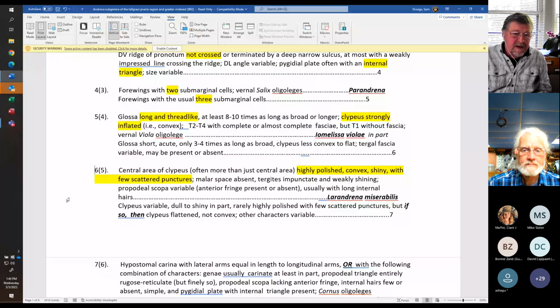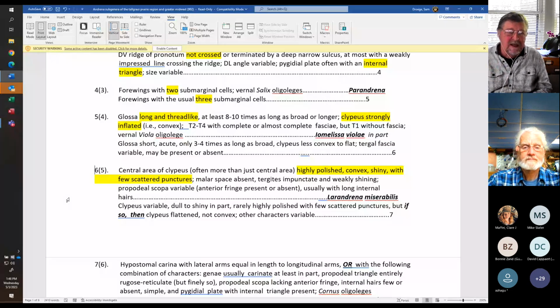But anyway, miserabilis females are very distinctive. The clypeus, at least in its central third and sometimes more, is just brilliantly shiny without any punctures and without any microsculpture. It's this very mirror-like shining clypeus that's weakly convex.